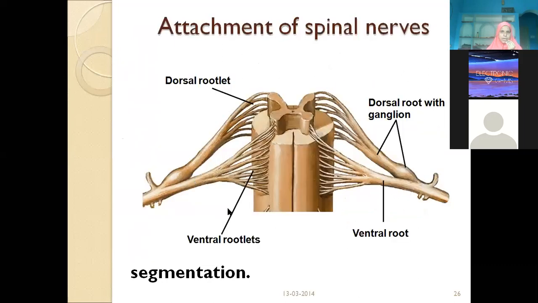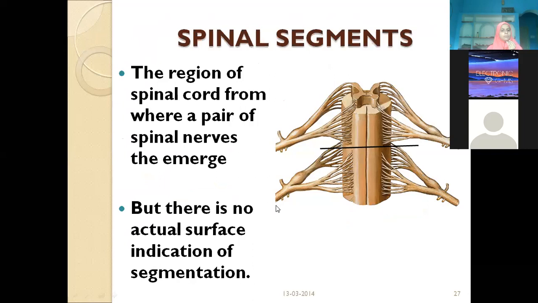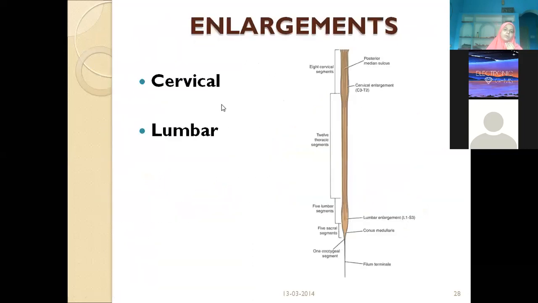So these are the attachments of spinal nerves, you can see. Spinal segments I have told you in my previous slide, the third or fourth slide we discussed. Then these are the enlargements of the spinal cord. In the neck region, we have one enlargement, that is the cervical enlargement for the formation of the brachial plexus. We find one more enlargement in the lumbar region, that is for the lumbar plexus. Okay, the cervical brachial plexus is to supply the upper limb, and the lumbar plexus is to supply the lower limb.